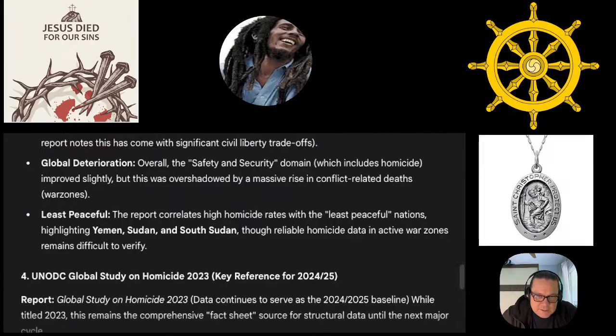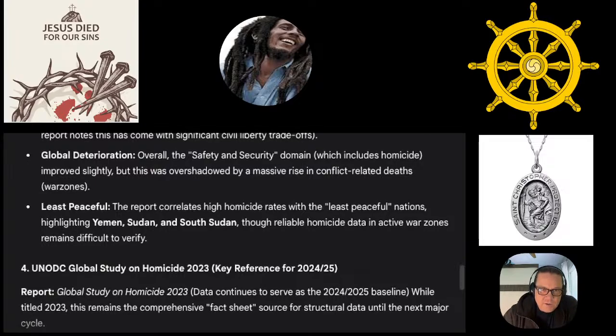Anyway, the least peaceful. This report correlates high homicide rates with the least peaceful nations, highlighting Yemen, Sudan, and South Sudan. Reliable homicide data in active war zones remains difficult to verify. So basically, they're saying the least peaceful places to live on the planet right now are Yemen, Sudan, and South Sudan. And Yemen has been involved in a war with the UAE for a while, and with the Houthis, and they're against the Israelis.